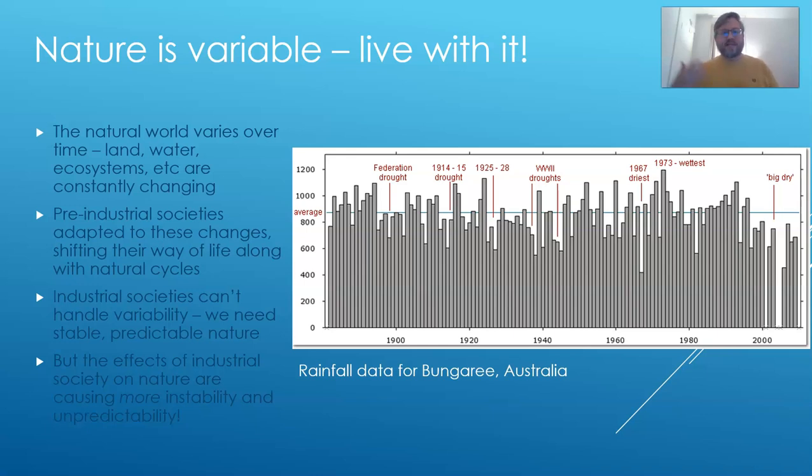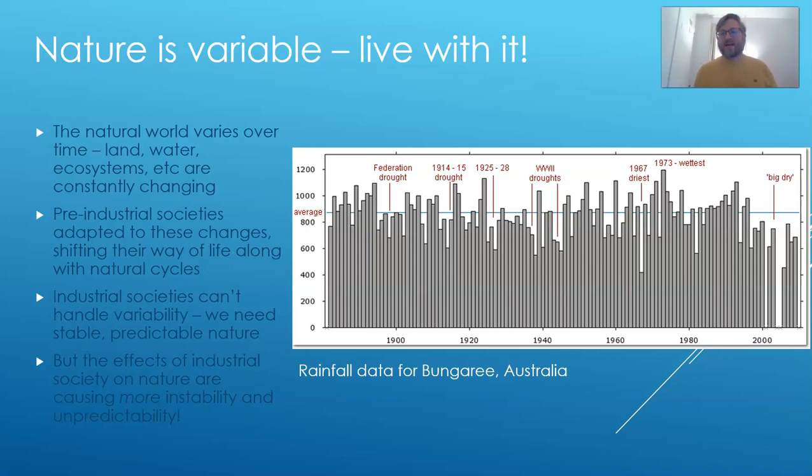But when we move into industrial society, so that's only within the last 200 years or so, we can no longer really handle that variability so easily. Our industrial processes need our environment to be stable and predictable so that we can keep running at maximum efficiency. And so this natural variability that societies in the past would have been able to roll with comparatively easily, our current society has become very fragile, a society that takes a lot of damage when our natural world goes through these cycles and changes.